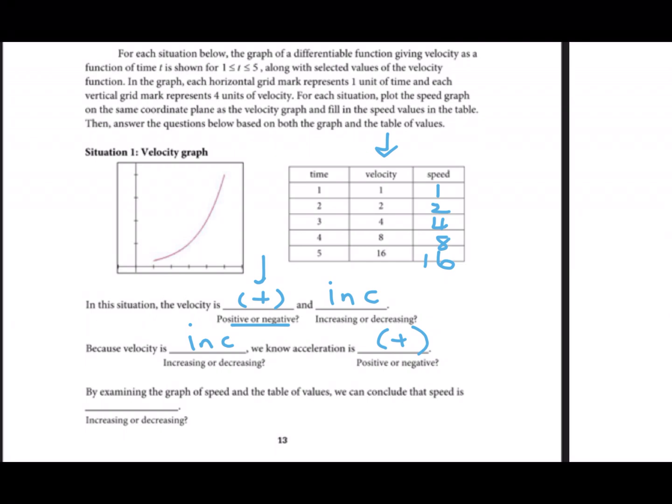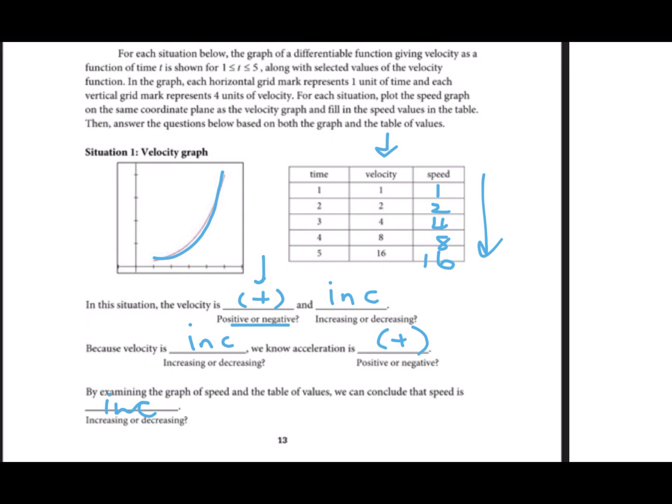By examining the graph of speed, and it asks you to draw speed, I'm sorry, first it says to plot speed on the same coordinate plane. Well, it's going to match perfectly, right? Because speed is the absolute value of velocity. So by examining both the graph and the table of values, look at these values. They're going from 1, 2, 4, 8, 16. They are increasing. So here we had both velocity positive and acceleration positive, and we had speed increasing.